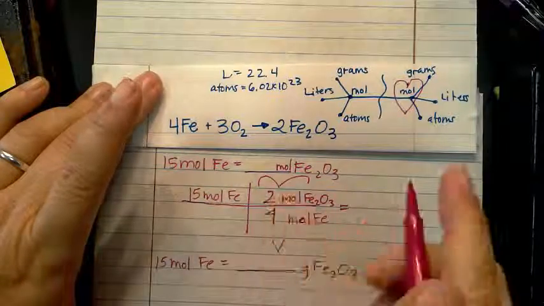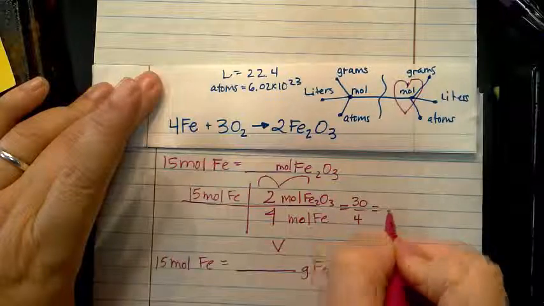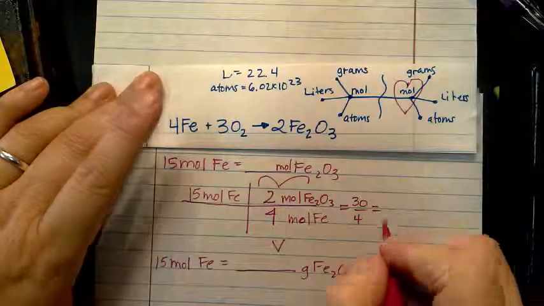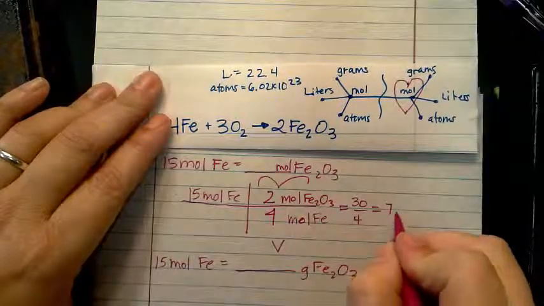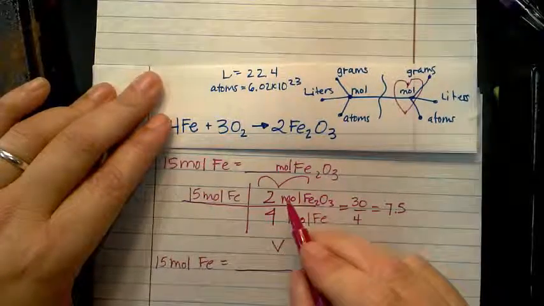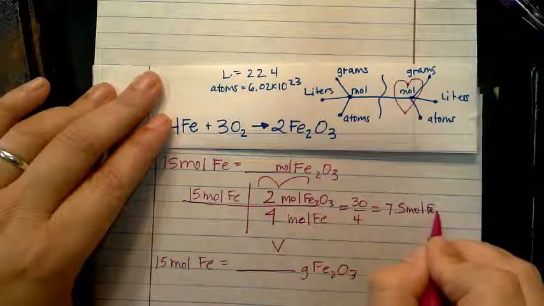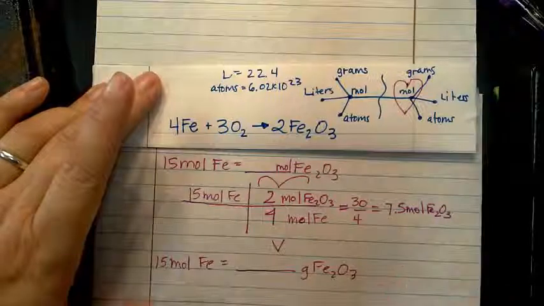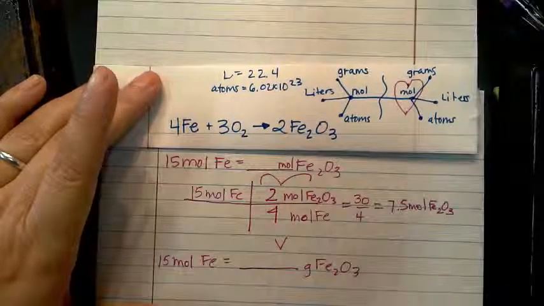I'm going to multiply across the top and get 30. Divided by 4 equals, oops, hold on, let me put the paper over, 7.5. And the units and formula are just going to be your units and formula of your unknown, so it's moles of Fe2O3. So go ahead and pause this and copy it if you need to. We're going to move on to the next one.